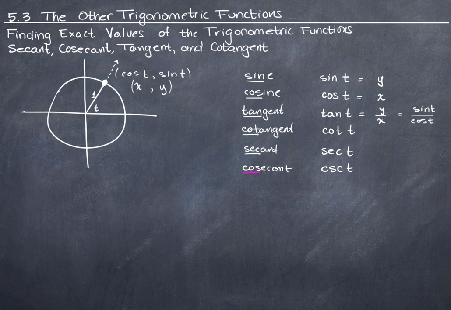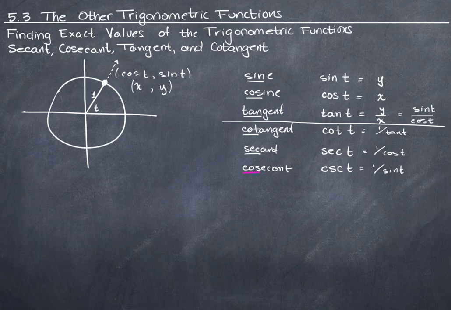Those are what I consider the primary trigonometric functions, the sine, the cosine, and the tangent. The other 3 are defined based on the first 3 in this specific way. The cotangent is 1 over the tangent of t. The secant is 1 over the cosine of t. And the cosecant is 1 over the sine of t.